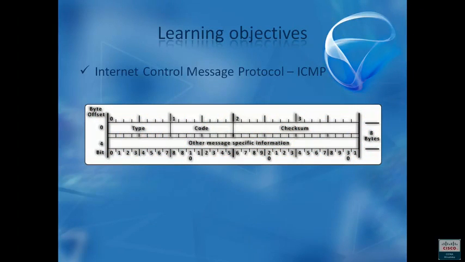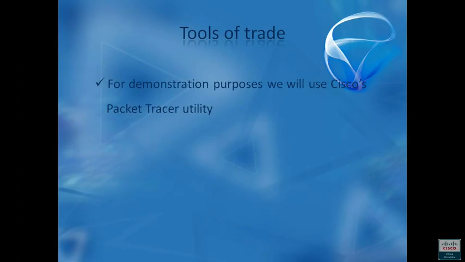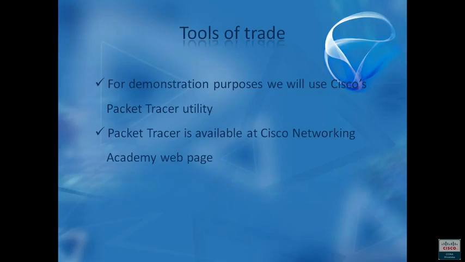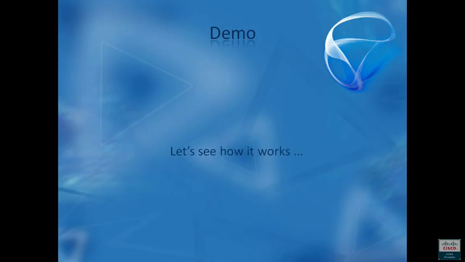Both of these utilities use Internet Control Message Protocol, abbreviated ICMP, to send messages between devices. This picture shows what an ICMP header looks like. To show how these utilities work, we will use Cisco's Packet Tracer utility. Packet Tracer can be downloaded from the Cisco Networking Academy webpage. Enough talking, let's start Packet Tracer and get to work.